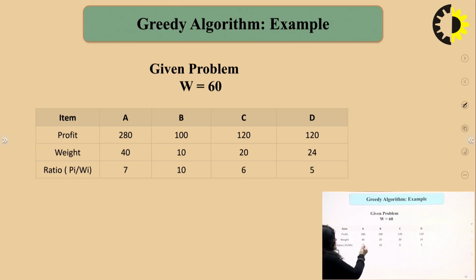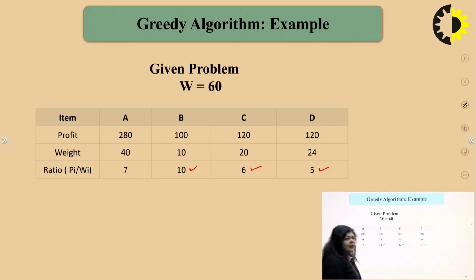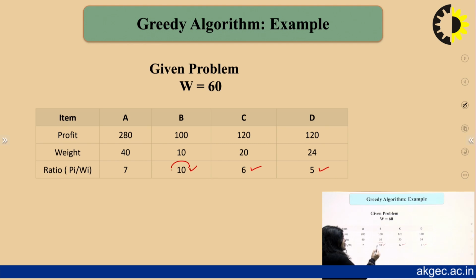So you can see that for object A we have a profit weight ratio of 7. Then for B, we have 10. For C, we have 6. And for D, we have a ratio of 5. Now, as you can see, object B has the highest ratio.